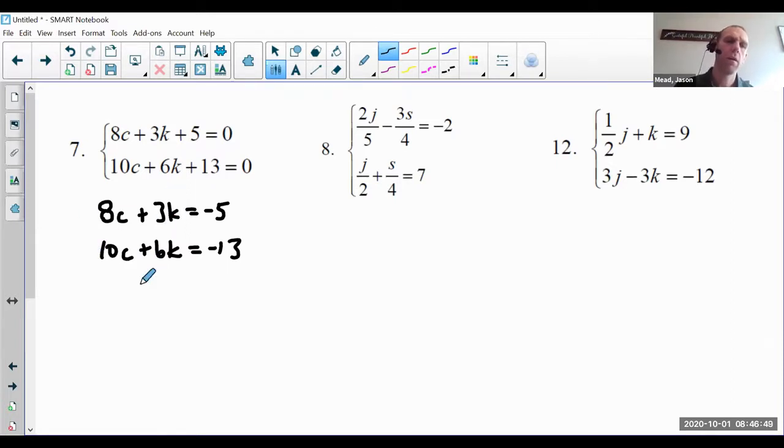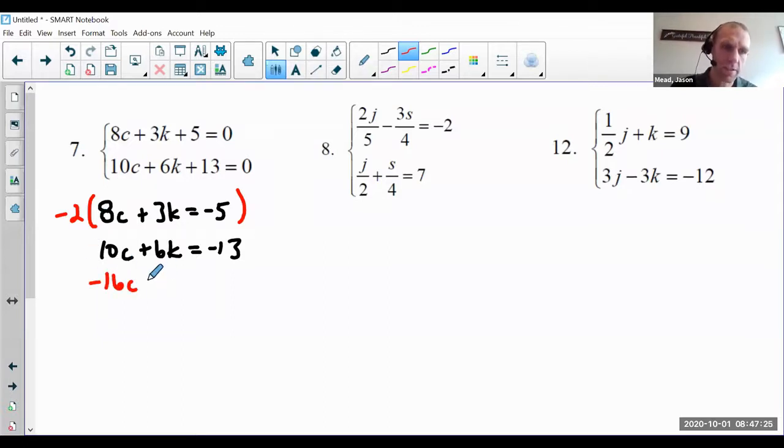And then probably the best way to go about this is just to multiply this top one by negative 2. Now, how do I come up with the way to multiply these things? Well, my objective is to try and, as easy as possible, get one of the letters to have a positive and a negative of the exact same number. So if I look at 8 and 10, I could multiply the top one by something and the bottom one by something. But if we look at 3 and 6, those are multiples of each other. So that's probably an easier way to do it.